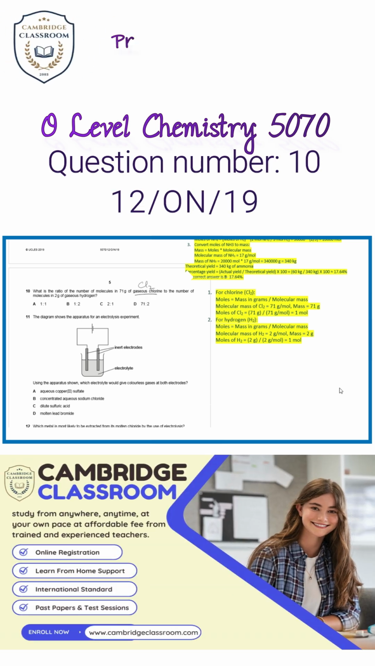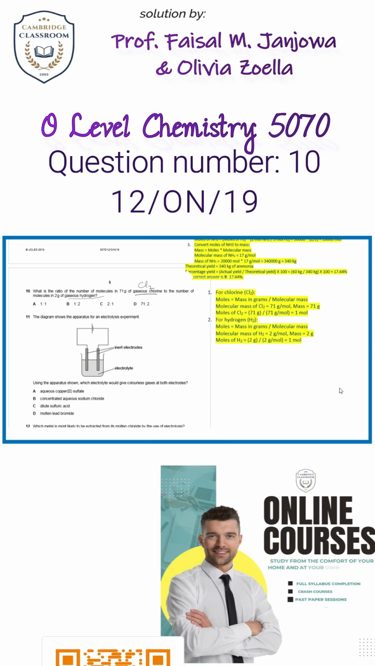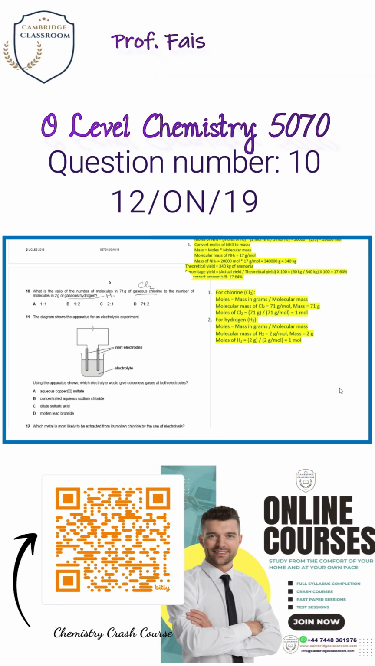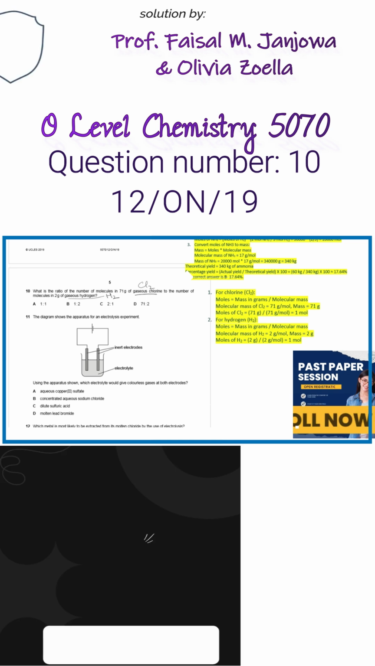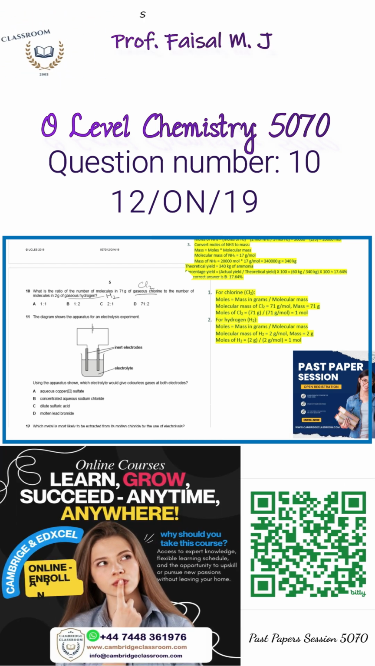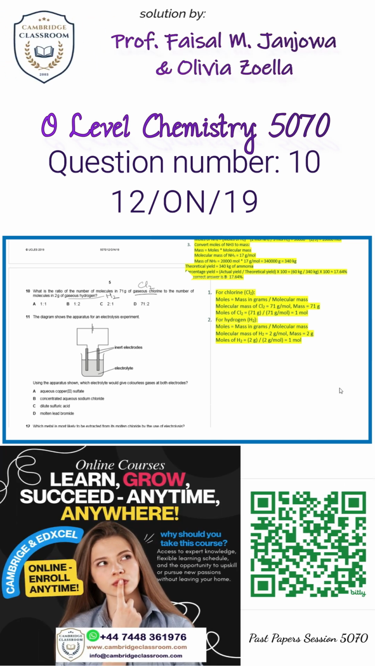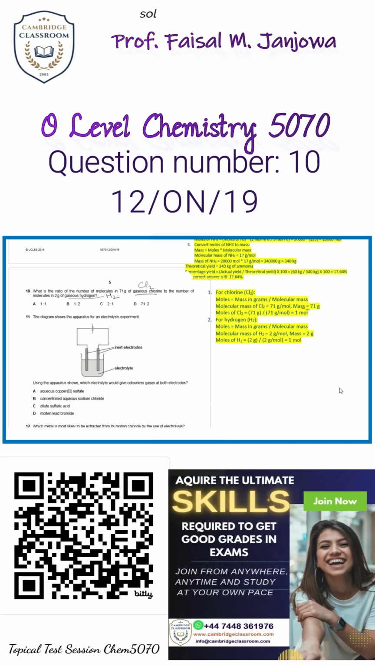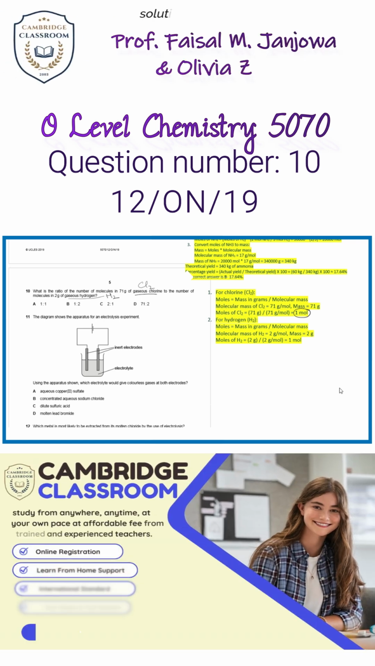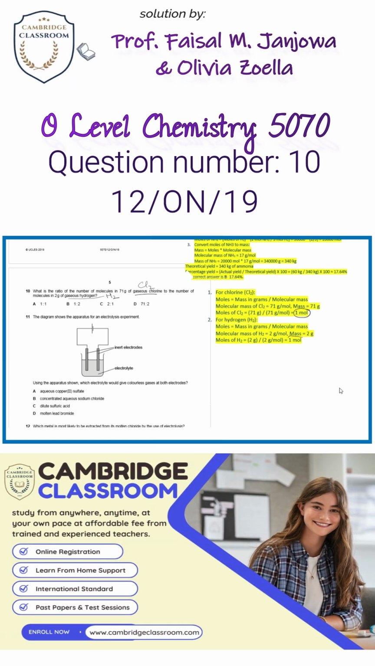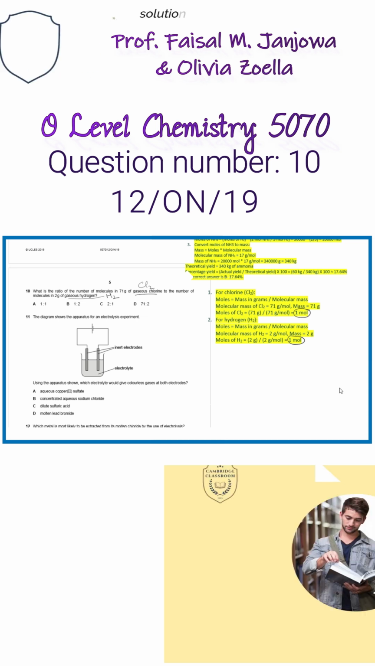First, for chlorine, Cl2: moles = mass in grams divided by molecular mass of Cl2. Mass is 71 g, molecular mass is 71 g/mol, so 71 g / 71 g/mol = 1 mole. Now for hydrogen, H2: moles = mass in grams divided by molecular mass of H2. Mass is 2 g, molecular mass is 2 g/mol, so 2 g / 2 g/mol = 1 mole.